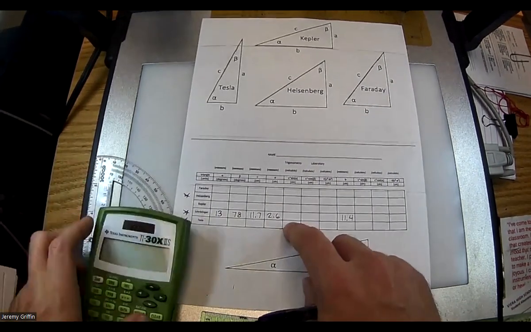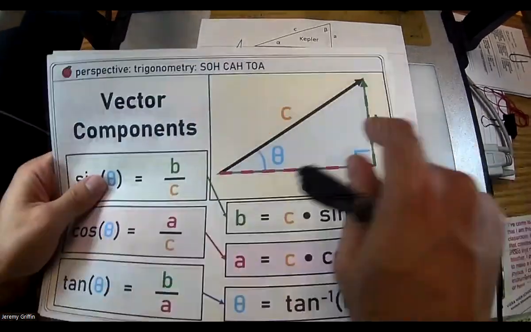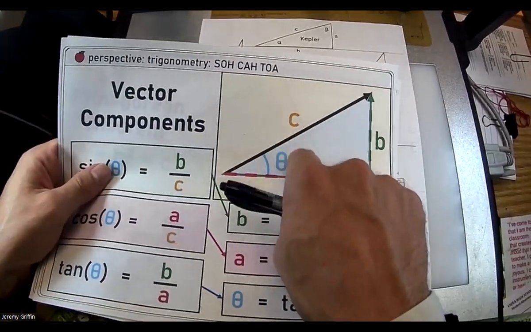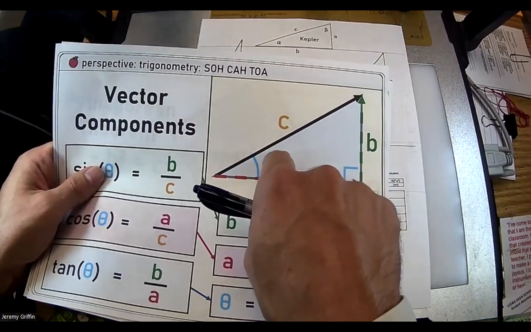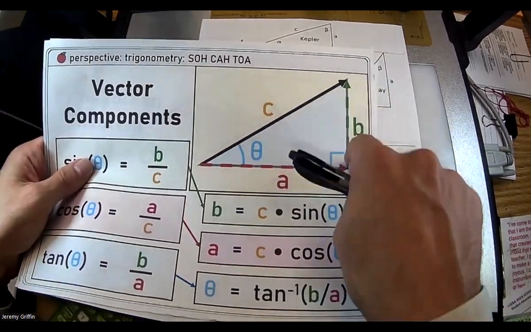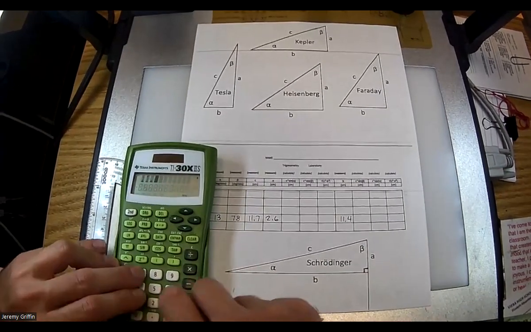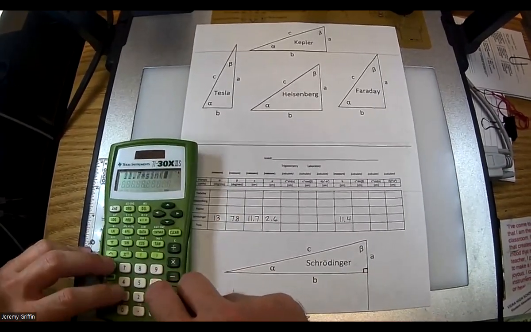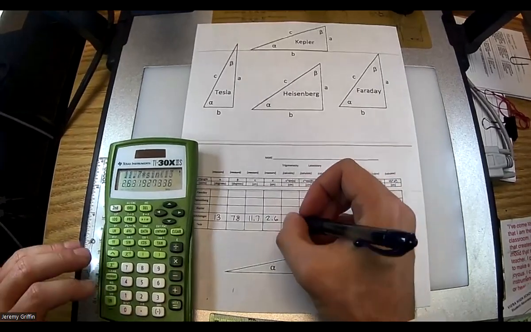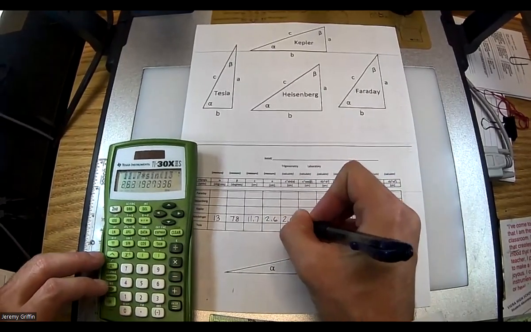C times sine alpha. Well, if you have C and you multiply by sine of this angle alpha, and it's stated here, won't that give you the opposite side right here? So let's do that. Let's go 11.7 times sine 13 degrees. That's telling me 2.63 centimeters.